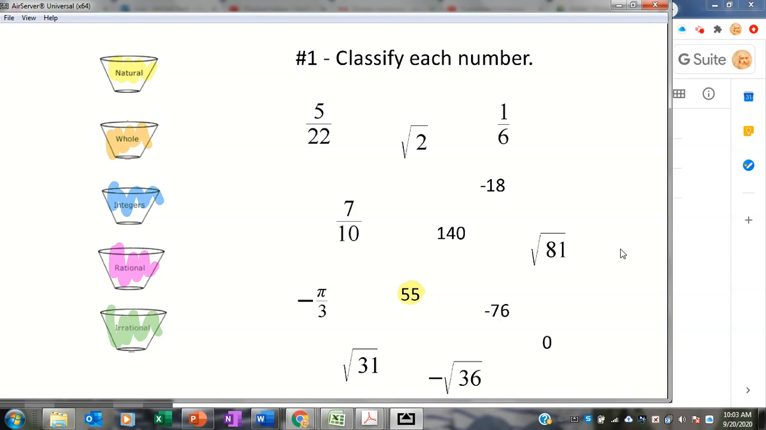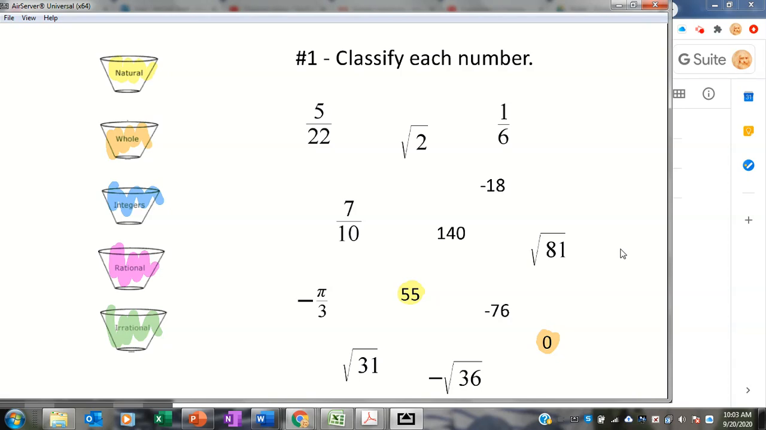Now let's move on to the whole numbers. So remember, the only difference between natural numbers and whole numbers is whole numbers include 0. So then we can highlight 0, and that's it. Now remember, if it's a whole number, then it's an integer, rational, and irrational. So we're just trying to find the smallest group that they belong to.